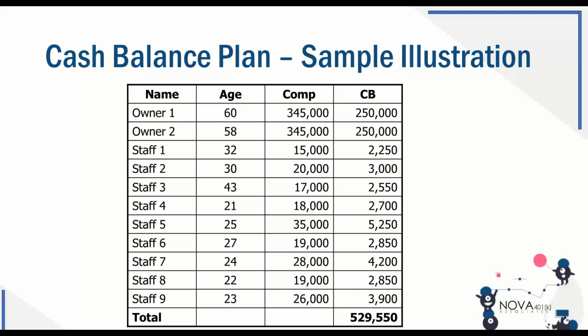And again, the owners are at the maximum comp limit, and we give 250,000 each as a credit for the owners, and the staff get 15%. So this gives you an idea of what would be given, and in this case, 94% of the benefits are going to the owners. So I think we saw 90% with a new comparability defined contribution plan, but we're getting to 94% with a cash balance plan on its own.